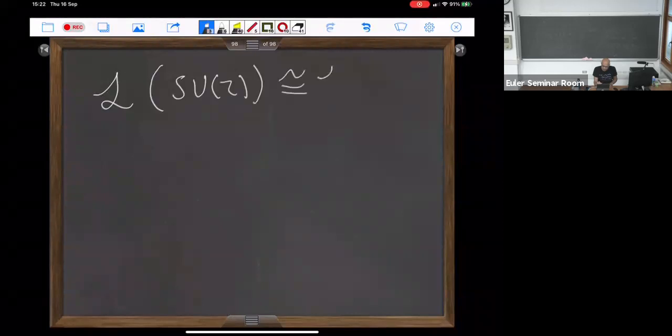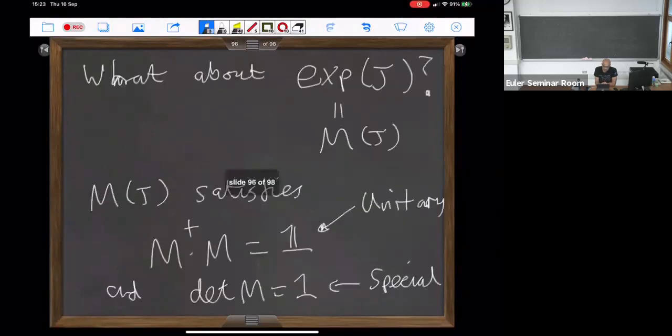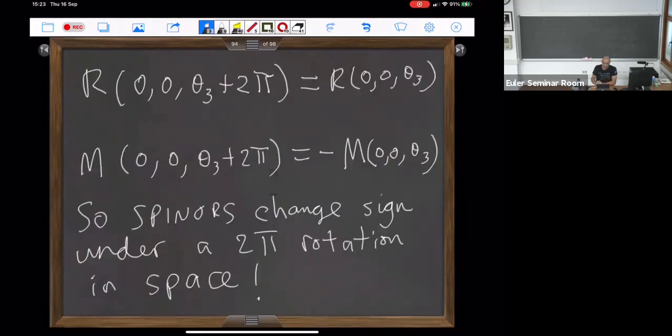Okay, so one thing that what we've just shown or discussed means is that the Lie algebra of SU2 is the same as the Lie algebra of SO3. But SU2 and SO3 are not the same. But they are almost the same. And that goes back to this discussion here.